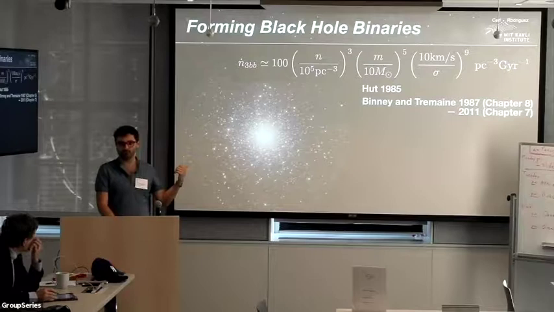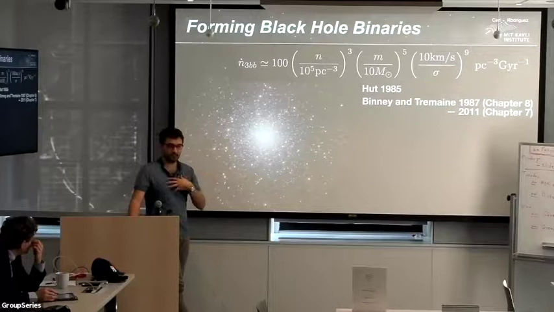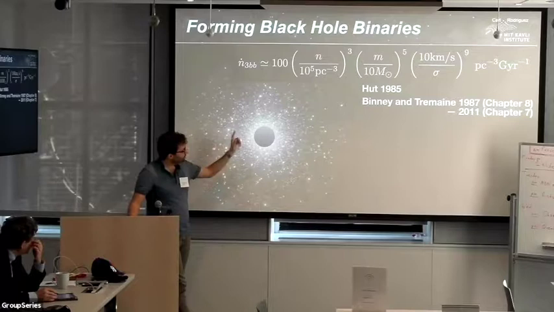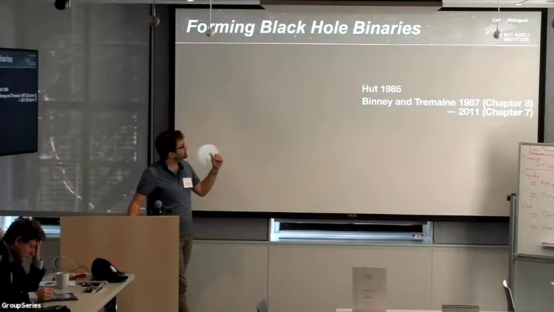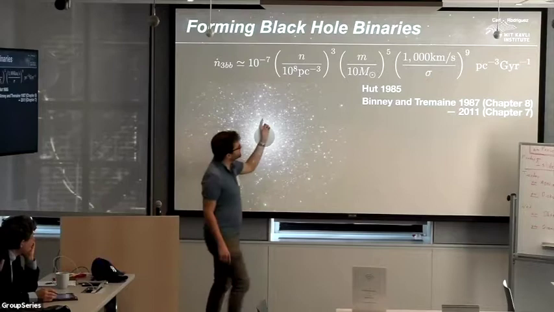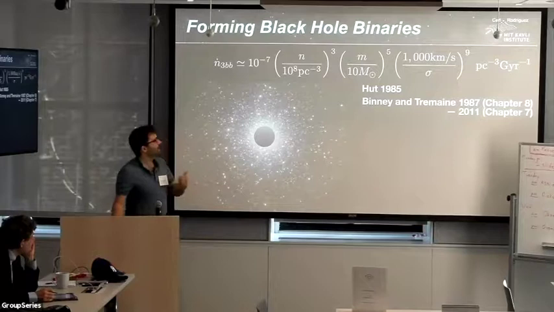And on top of that, there is, in most of these cases, and particularly in the cases we're interested in, a giant black hole in the center. But once you have this supermassive black hole in the center, and you have a cusp of black holes around it, your velocity dispersion increases dramatically. So now we have the case where the velocity dispersion is 1,000 kilometers a second, you're in the Keplerian potential of the supermassive black hole, and your rate of three-body formation tanks completely.